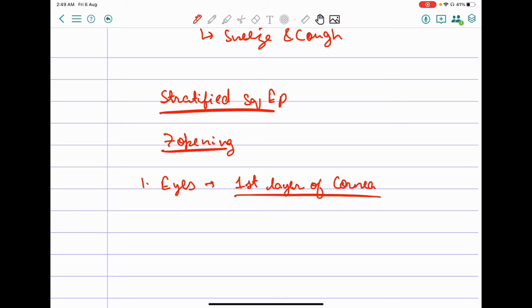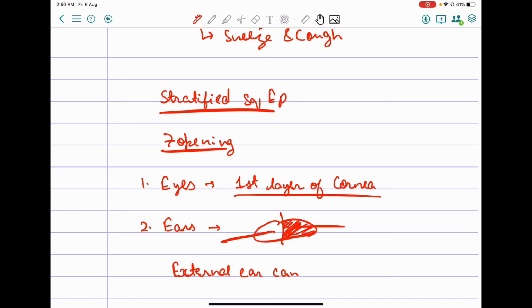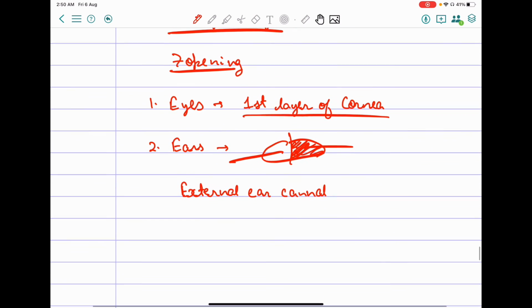Which will be the second opening? The second opening is ears. Here is one very important thing that I want to tell you. Suppose this is the ear. This is the external ear and that is the internal ear. The stratified squamous is found in this area, not in the middle and the internal ear. These are found on the external ear canal.